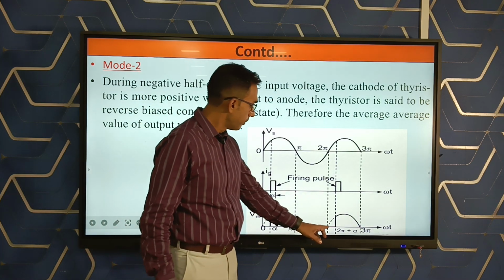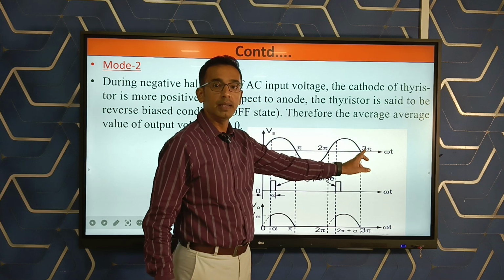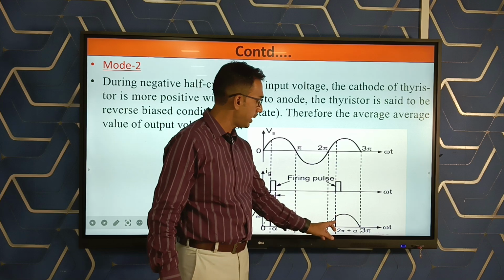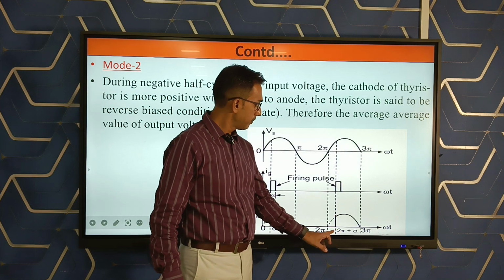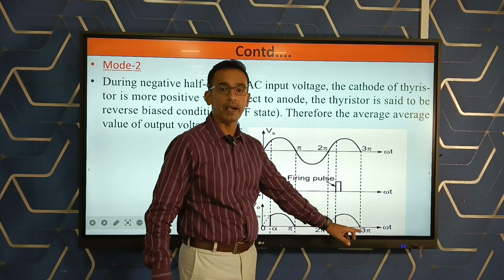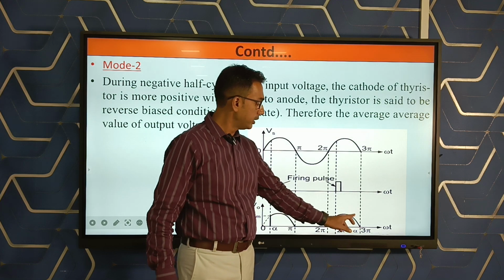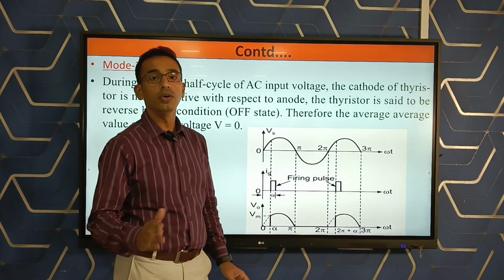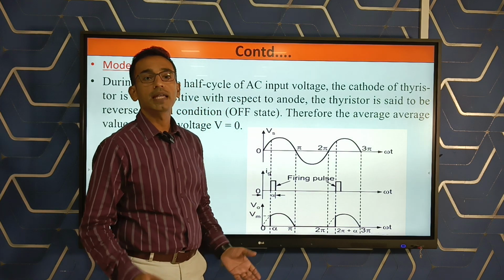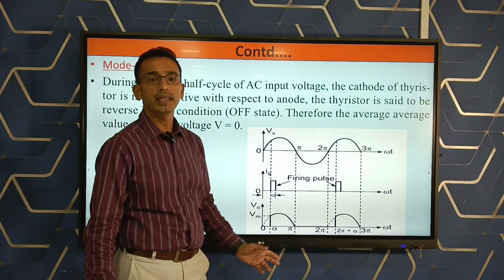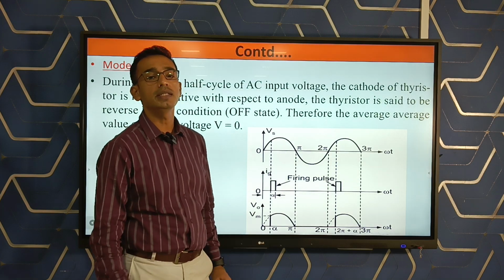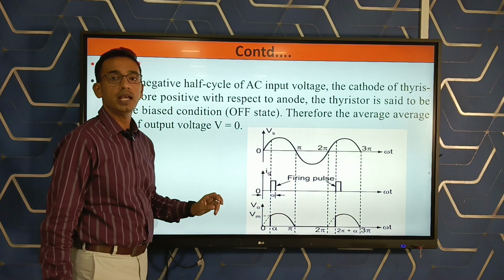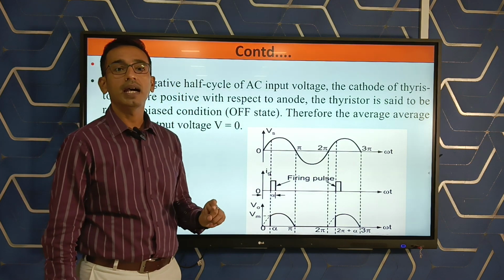Again from 2 pi to 3 pi, the positive half cycle starts. In this cycle also we get the output voltage from 2 pi plus alpha to 3 pi. Again in the positive half cycle we get output, but in the negative half cycle there is no output voltage. Why? Because the thyristor is not conducting. Why is it not conducting? Because the thyristor is reverse biased. So that is the single phase half wave rectifier with R load.